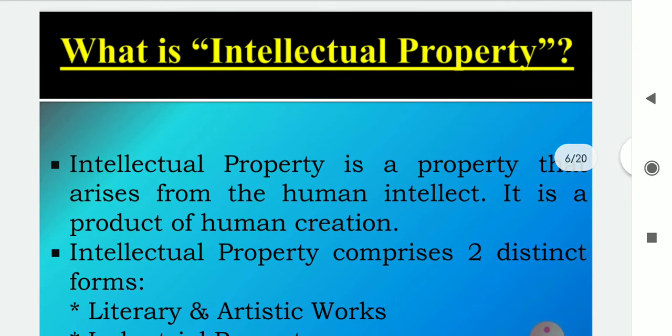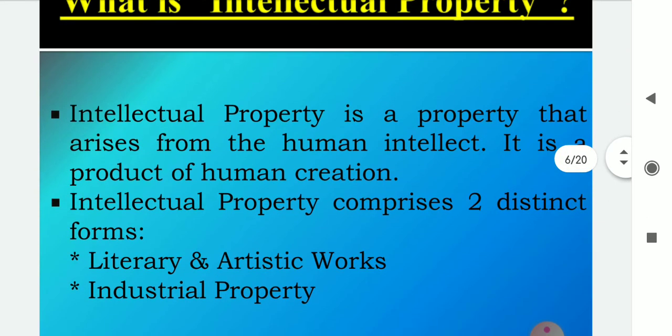The definition of intellectual property we already discussed in introductory part first. Intellectual property is the property that arises from the human intellect. It is a product of human creation. Intellectual property comprises two distinct forms, that is literary and artistic work and industrial property.